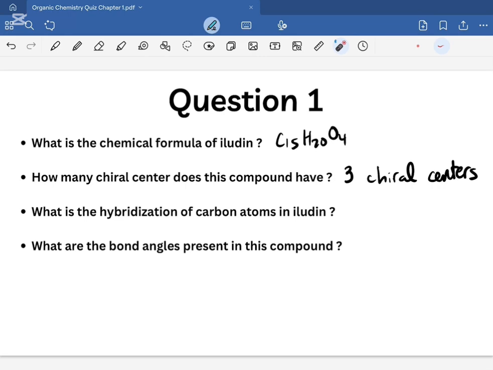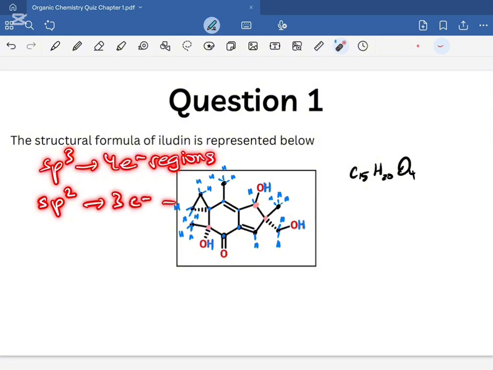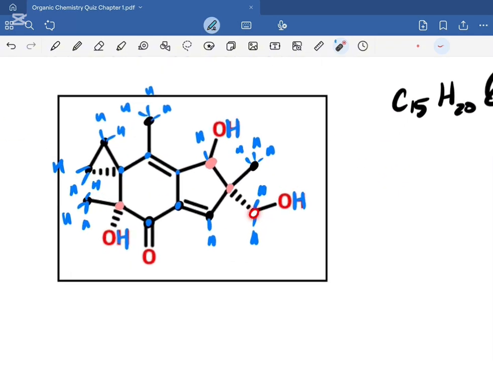Now for the next question, they're asking about the hybridization of carbon atoms in iodine. So the hybridization can be sp3, sp2, or sp. Now if it was sp3, then we would have 4 electron regions around the carbon atom. If it was sp2, then we would have 3 electron regions. If it was sp, then we would have 2 electron regions. And remember that the double covalent bonds or the triple covalent bonds, they count as 1. Now for this structure, we have carbon that has 4 electron regions around it. It has 4 single covalent bonds.